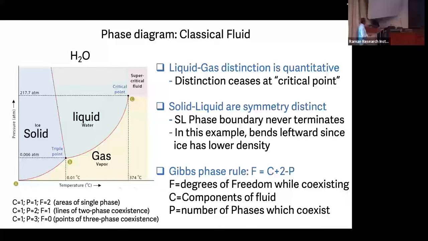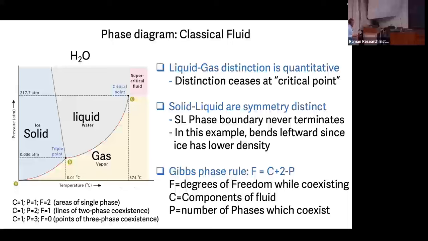Of course, in this particular case, it bends left because we know that you can apply pressure and the volume of the liquid is smaller than the volume of the solid. So you can apply pressure to go from the solid to the liquid. Typically, this line for most systems would bend rightward. So you apply pressure, you go from the liquid to the solid.